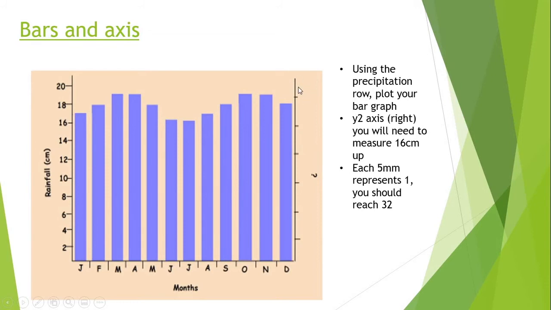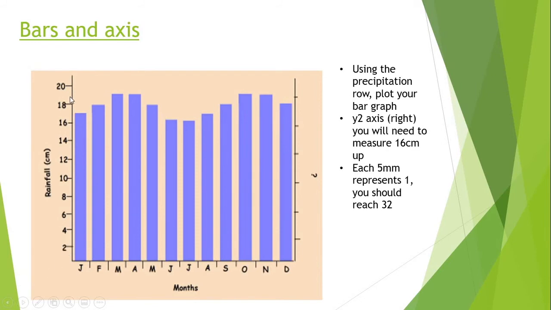If you can reach 16 centimeters, each 5 millimeters, so half a centimeter, should represent 1. This should mean that this line should go up to the number 32. Please pause the video and add that line to your graph. Resume when you're ready.